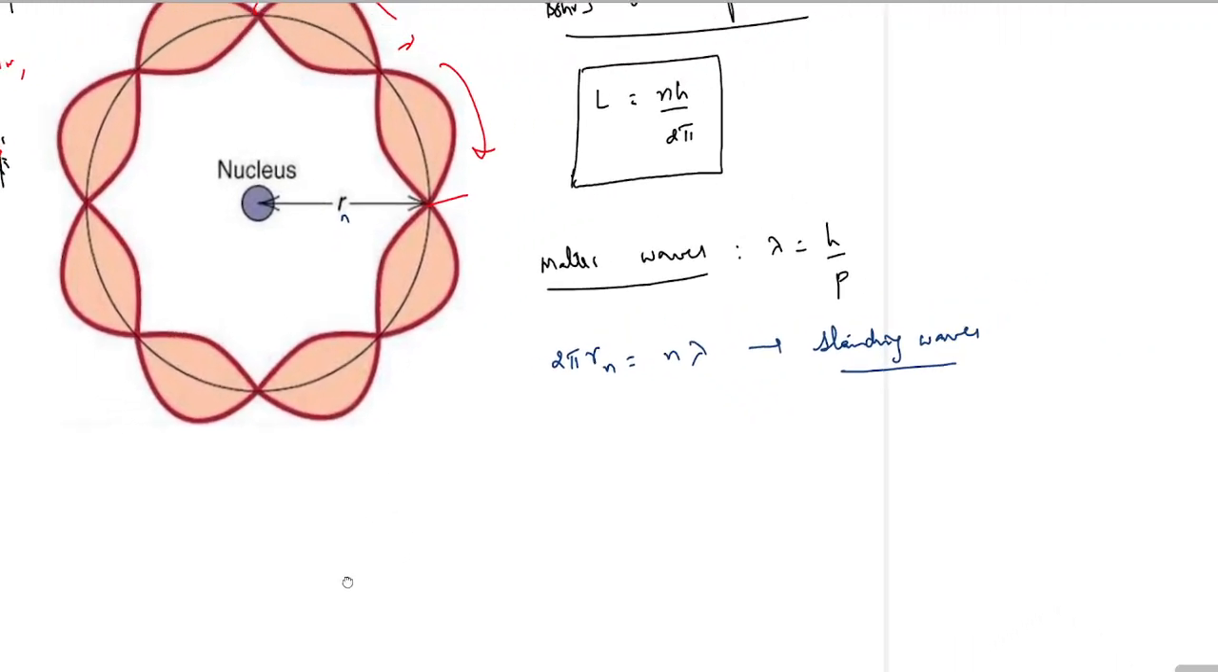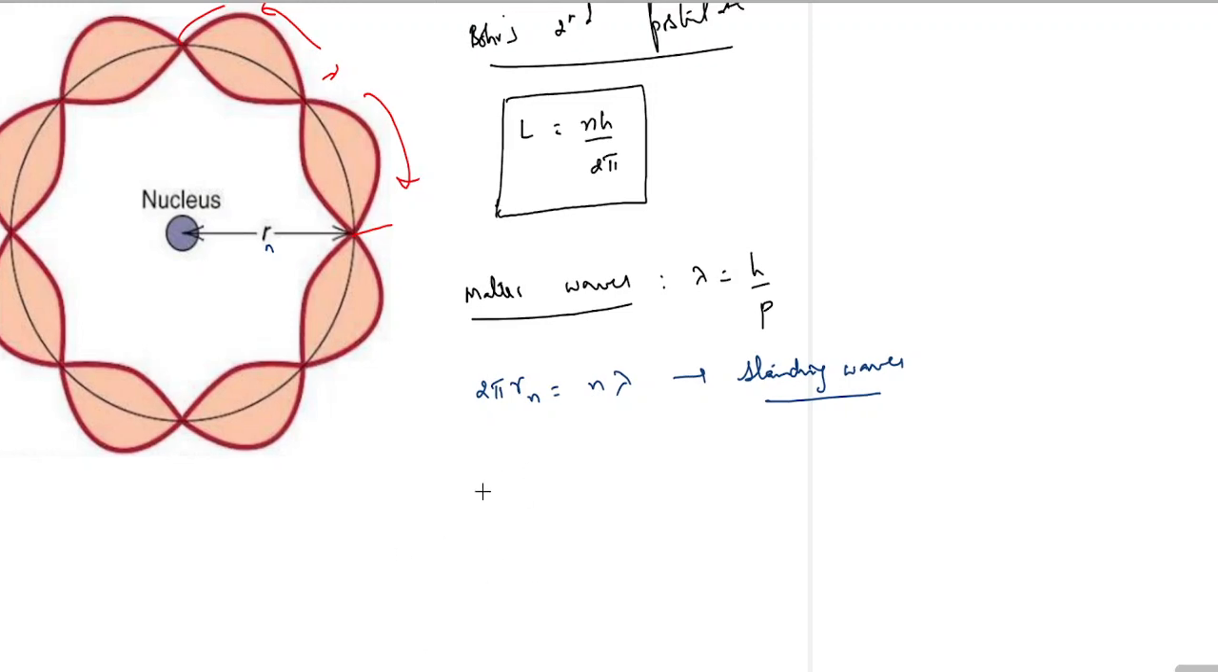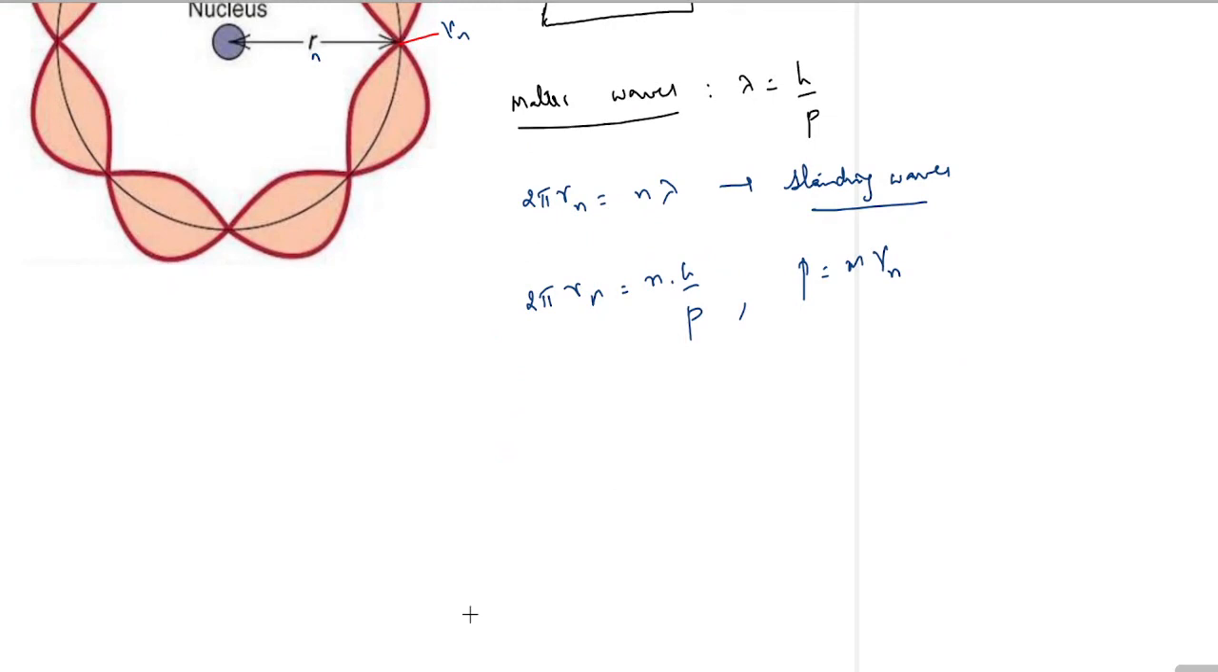But if you look at the matter waves expression, then 2 pi Rn is n into lambda, which is h by p. But p itself is linear momentum, where p is equal to mass into velocity. Let us take the nth orbit where the electron has velocity Vn. So we're putting suffix n here. In this case, p becomes m Vn. So 2 pi Rn is nh by m Vn.